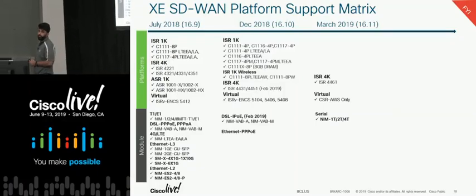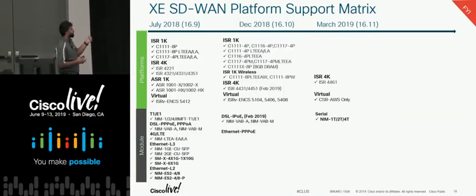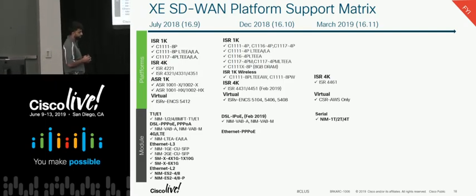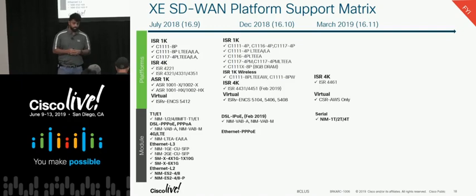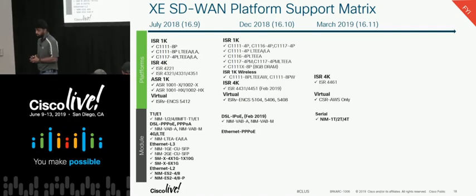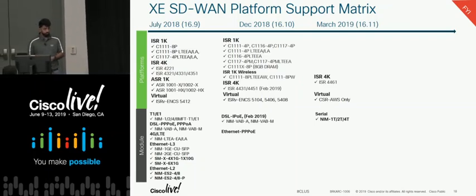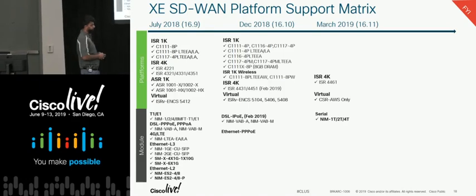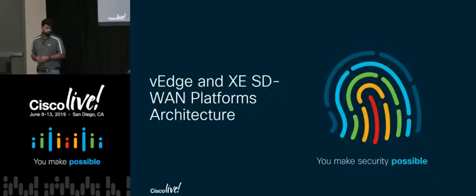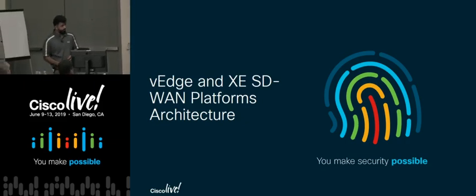And then this is the platform support matrix for the SD-WAN. What are the platforms available? What are the platforms we supported until March 2019? You can refer to this, and you can also check the release notes for the platforms, the feature and the support information. This is until the 16.11 release. Next would be the architecture for both vEdge and the XE SD-WAN.